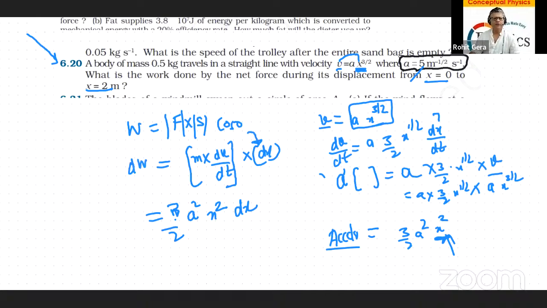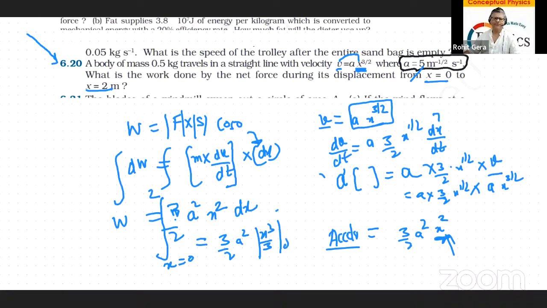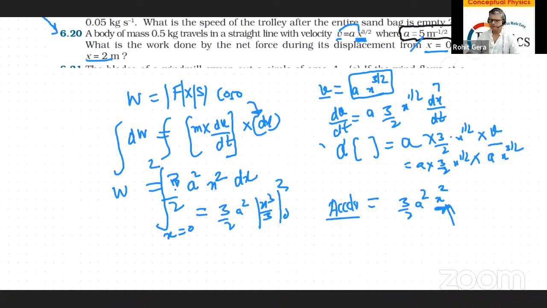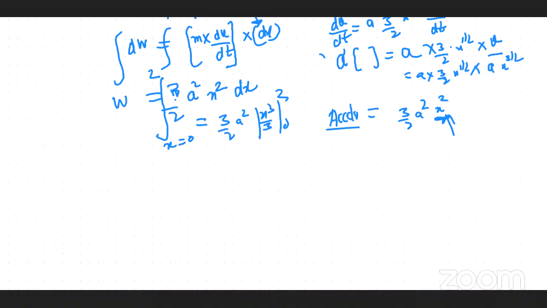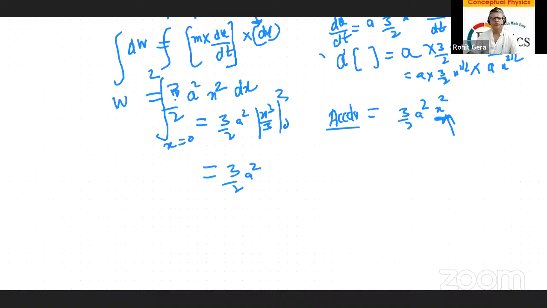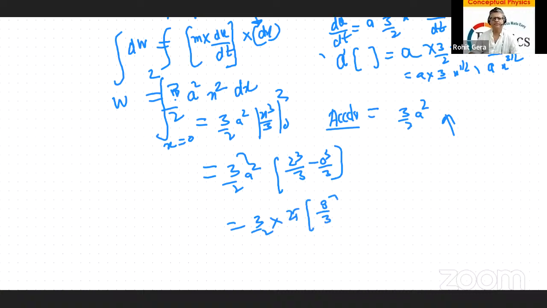If I integrate dW on both the sides, I will get W is equal to the integral of 3/2 a square x square dx, x is equal to 0 to 2. So this is 3/2 a square times x cube by 3, from 0 to 2. Okay, fine. a square is 25, so this is 2 cube by 3 minus 0 cube by 3, equal to 3/2 into 25 into 8/3. So this is your work done, in joules.